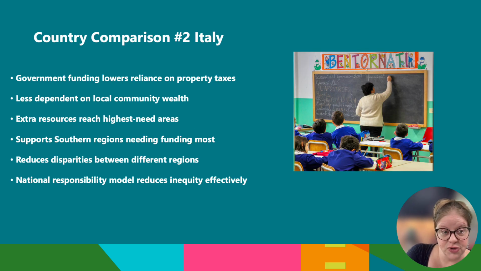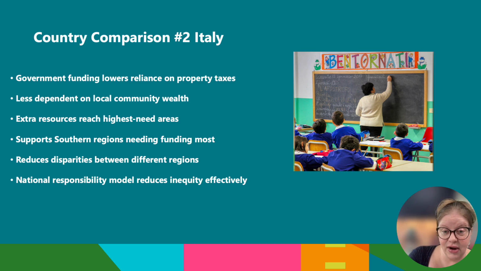Country number 2 I chose was Italy. Like Scotland, government funding is a big thing there. Lowers reliance on property taxes. It's less dependent on local community wealth. And extra resources like Scotland also reach the highest need areas here.